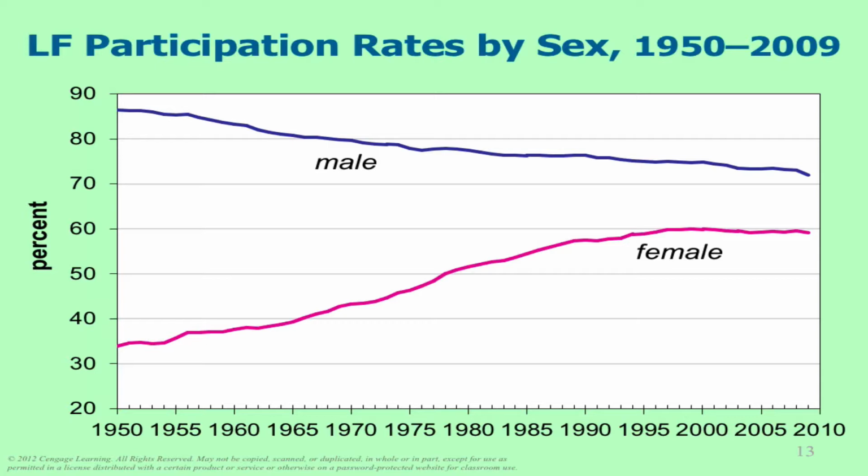But look at this. In the early 90s, it begins to level out, and by the late 90s, women's labor force participation rate is no longer increasing, and yet the men's is still declining. What's happening? What does that tell you about our GDP? What is the largest single contributor to GDP? Labor force.